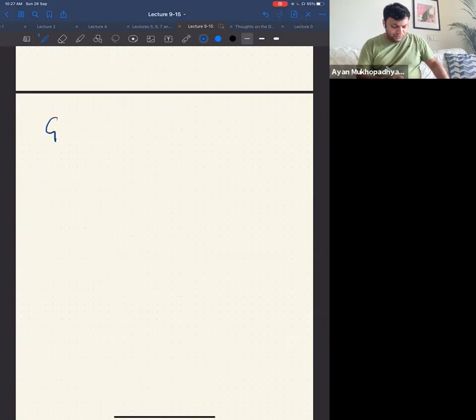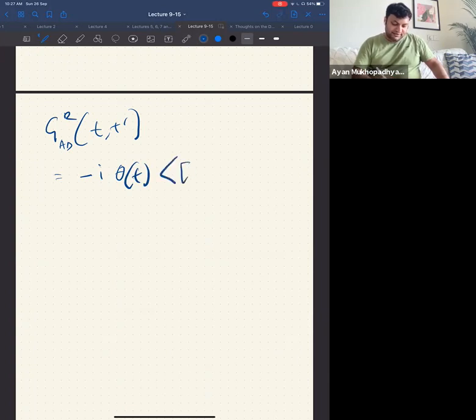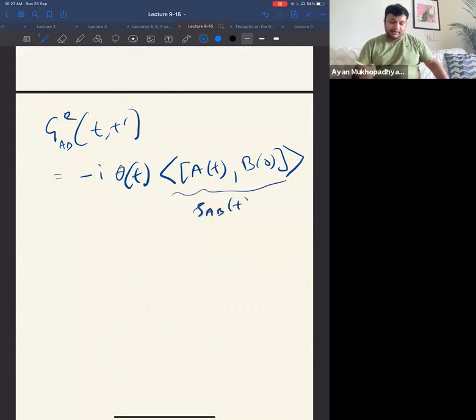Okay, so now let us go back to the definition of G retarded AB of t, t prime, and we defined it like this. It is minus I. I didn't put the I over h bar here for whatever reasons, and we have the commutator of A(t) and B(0). So this was our definition, but this is nothing but simply rho AB of t, right? And this is minus I theta of t.